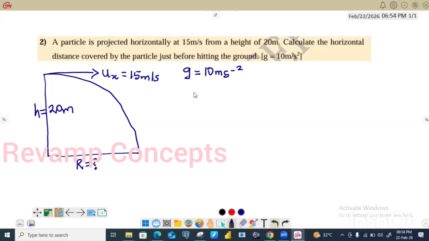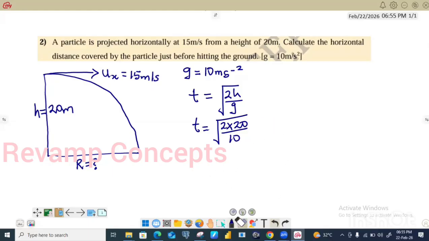How do we do that? Remember that time t equals root of 2h over g, right? Okay, it's one of the formulas we've discussed. So using this one to find your time, we have our h to be 20, so 2 multiplied by 20 over 10. So that is 40 over 10, and t will be 2 seconds, right?